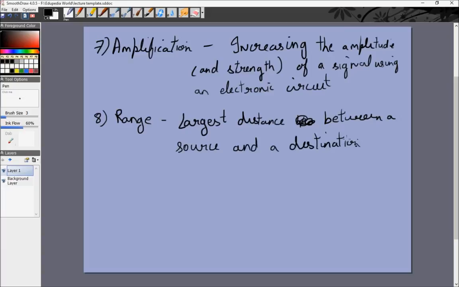Up to which generally the signal is received with sufficient strength. Obviously, with a minute strength you can send it to very large distances, but a minute strength will not be of any use if you cannot convert it by the receiver.